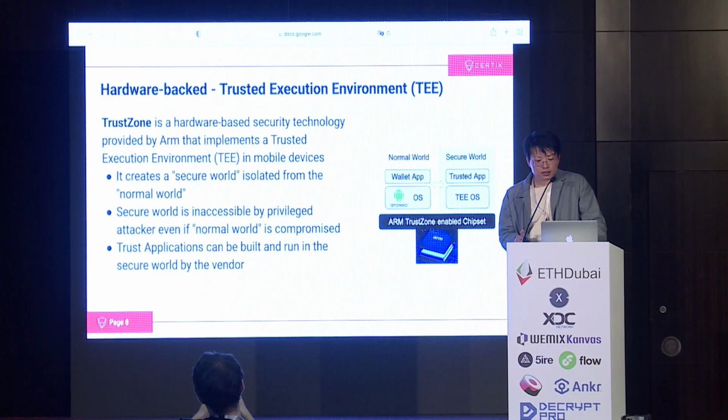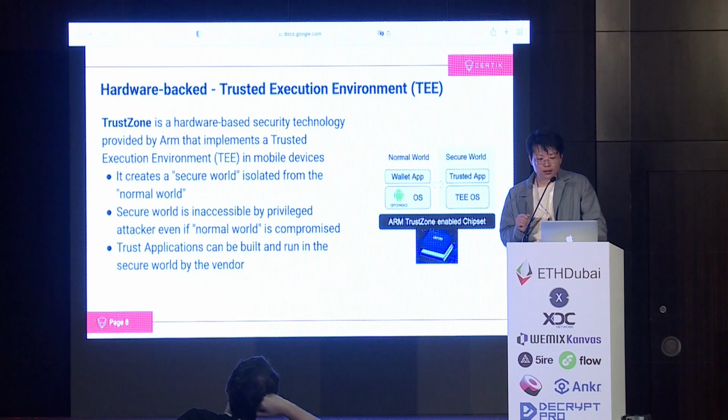To address the weakness of passcode encryption, we need a trusted space that is unreachable to the privileged attacker. This is where hardware-backed solutions like the trusted execution environment come into play. It's also called TEE. TrustZone is one example of TEE that's available on most ARM processors. It creates a secure world isolated from the normal world in hardware.